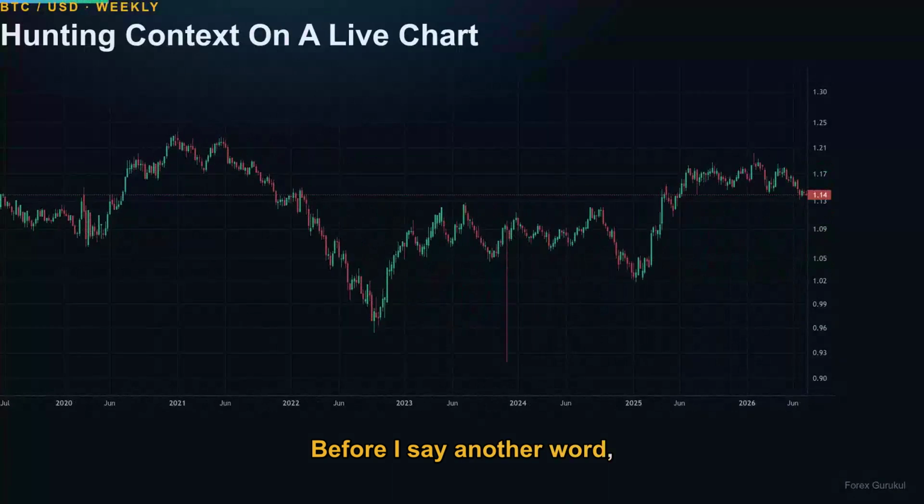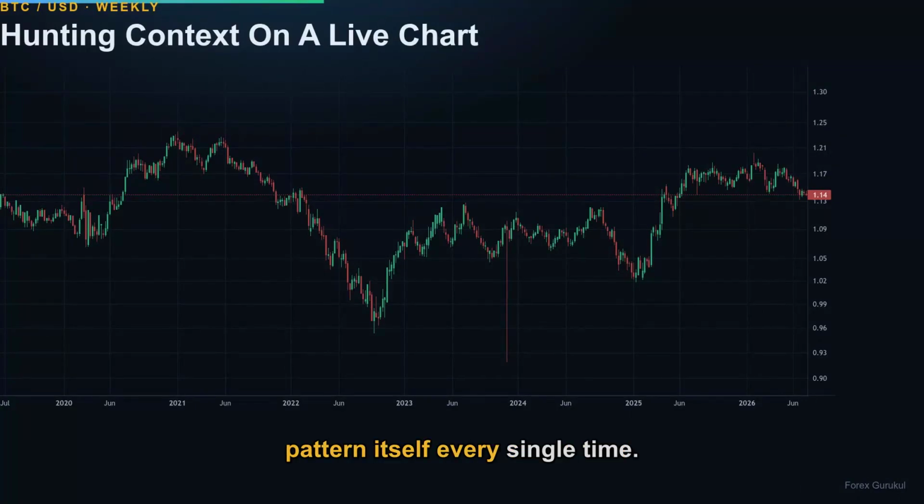Before I say another word, pause the video and look at where price currently sits. Is it pushing into a fresh area of the chart, or is it sitting inside a range it has already visited multiple times? That question matters more than any single candle shape you could point to, because context on the chart beats the pattern itself every single time.